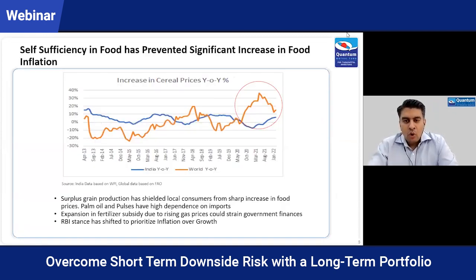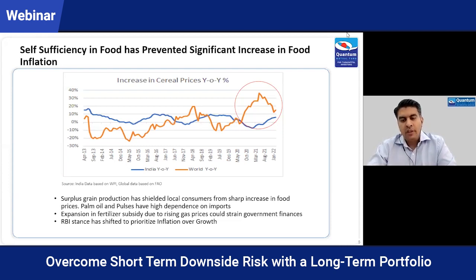If you look at global versus India, global inflation has been significantly larger. If you look at US inflation, it has been closer to around 8% levels, and it's been inching higher, whereas India is gradually catching up. What has been a benefit to India? Because we had good food stocks. That is why the food inflation impact on India hasn't been large.